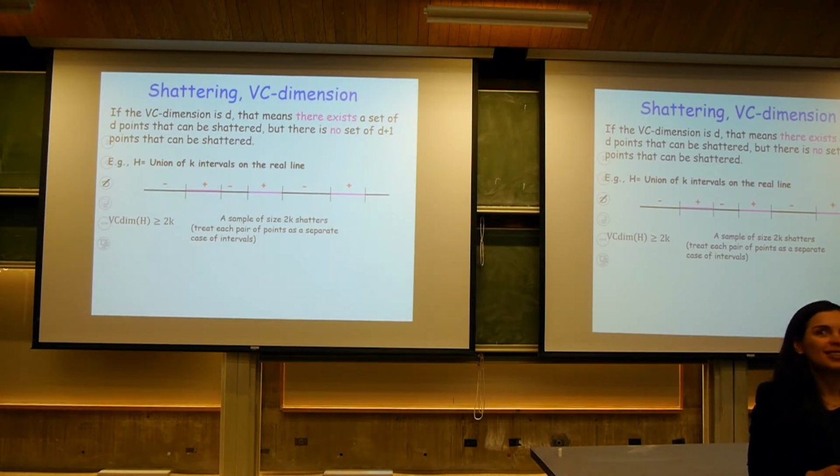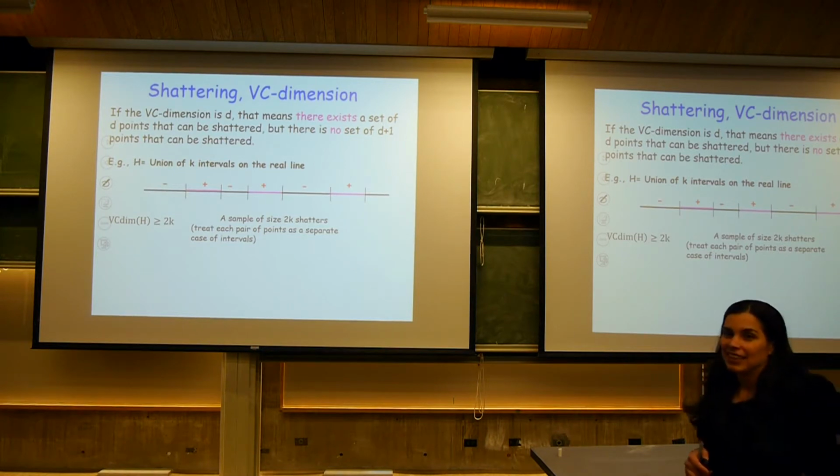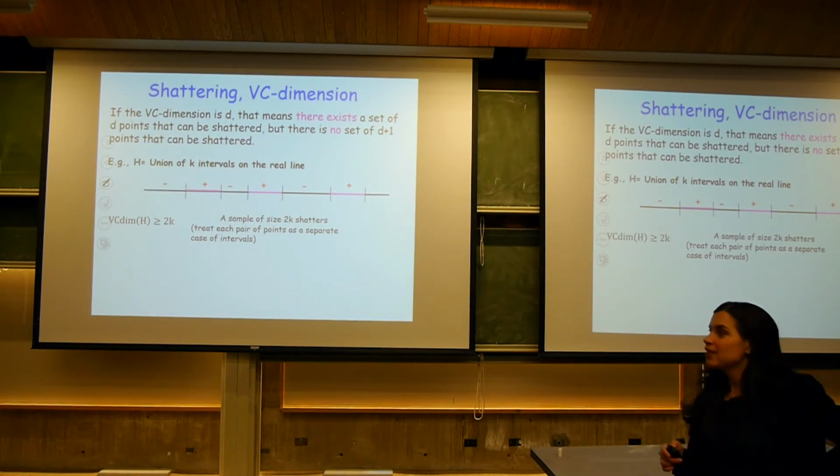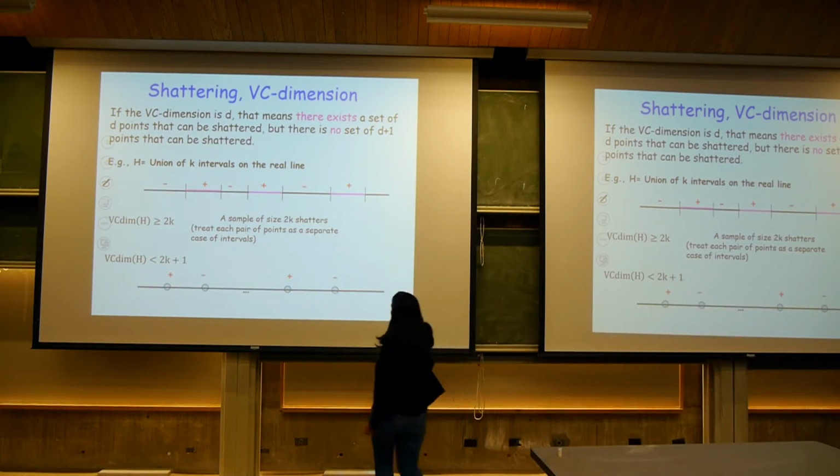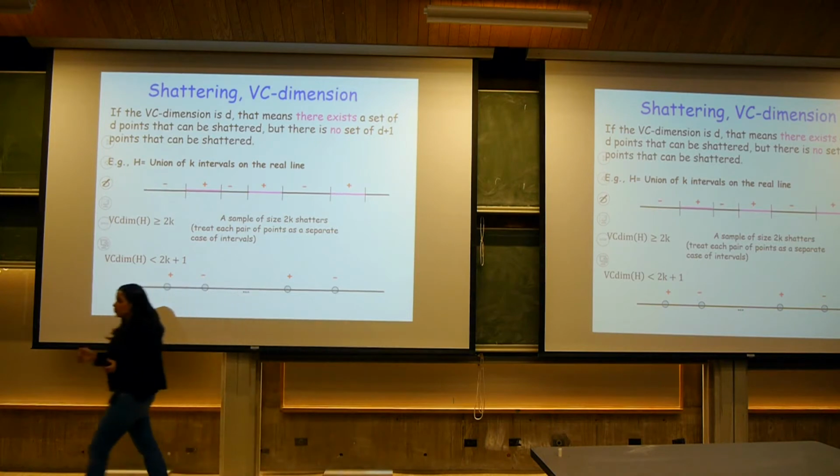Yes? No? No. Why? Plus minus, plus minus. Okay, perfect. So, well, I should actually have a plus here too. So I have 2k plus 1 points. Actually, let me add it. Right, I should have, yeah.